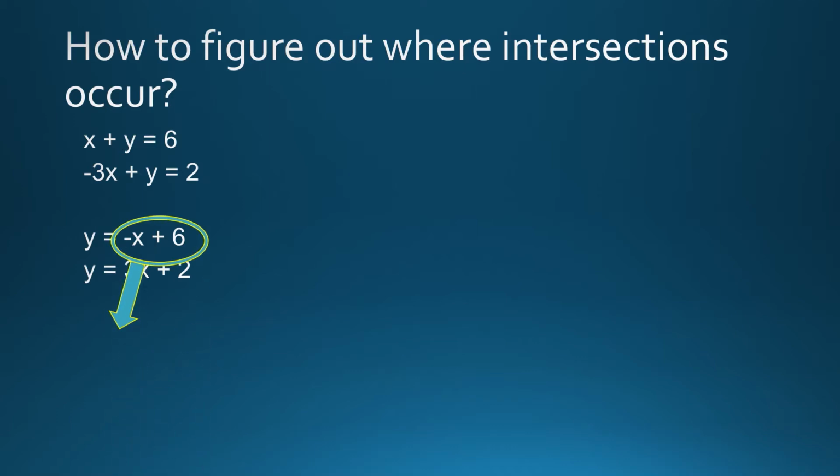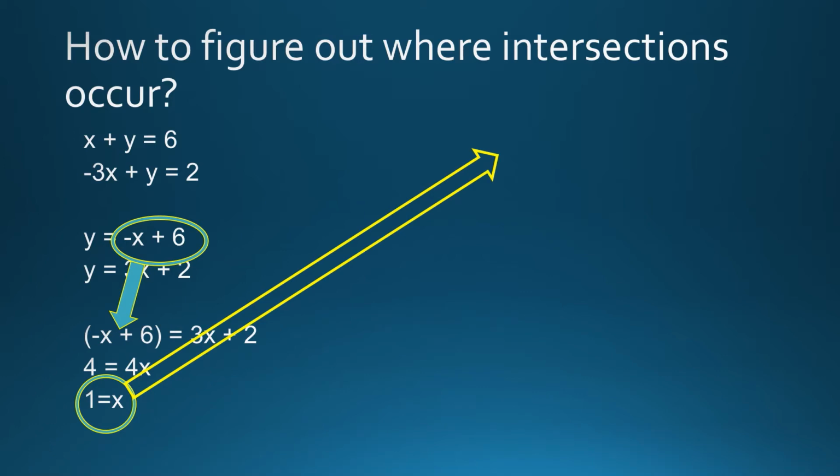Now what we do is, since we know that negative x plus 6 equals y, and y also equals 3x plus 2, we can just plug in negative x plus 6 for y. And now, instead of having two different variables, we have just one variable we're dealing with, which is x. After some rearranging, we get 4 equals 4x, and we get x equals 1. All right, so now we know what x is.